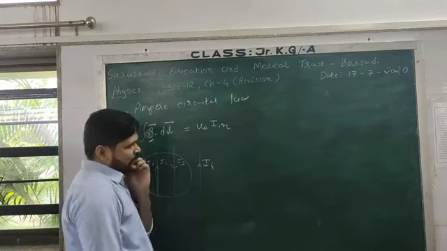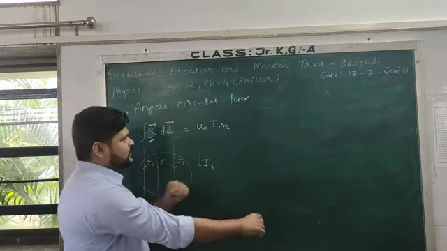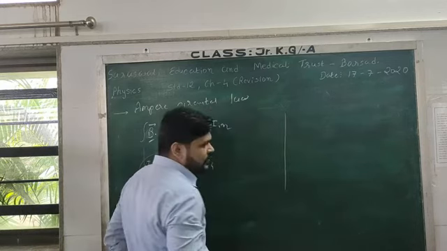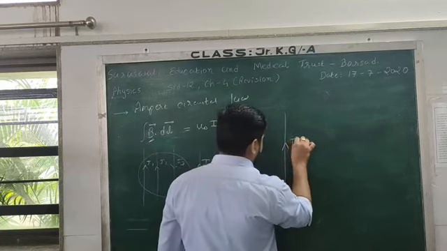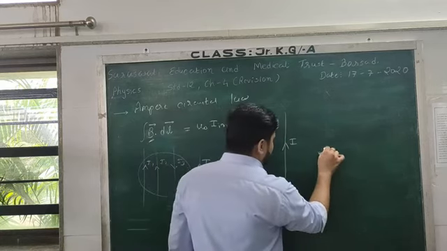Now remember the main application of Ampere circuital law. Suppose this is a wire and current I is flowing from this wire. Point P is at distance r.